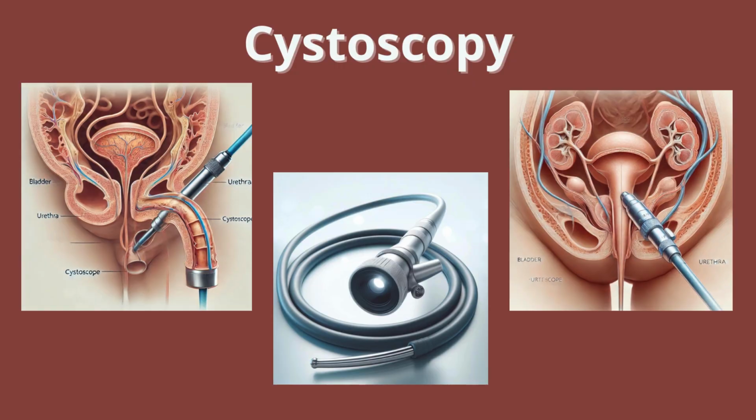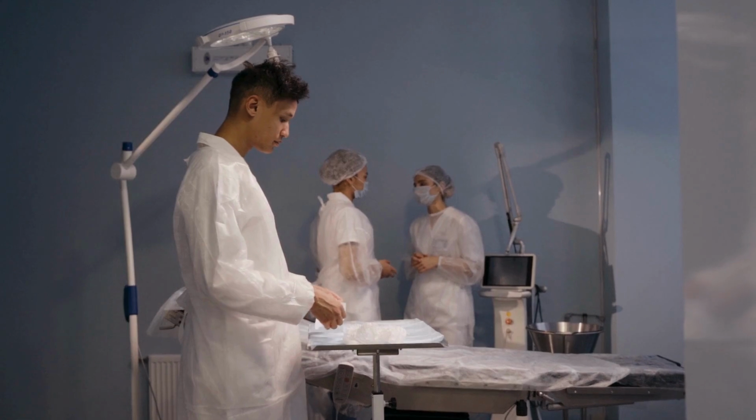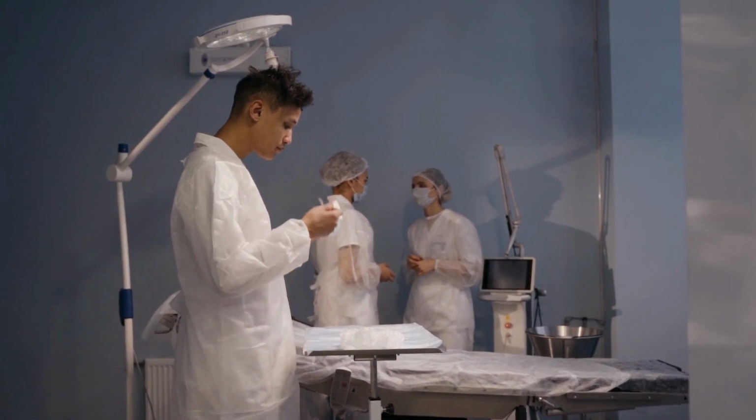What is cystoscopy? Cystoscopy is a procedure that allows doctors to examine the inside of the bladder and urethra using a thin, flexible tube called a cystoscope. It helps diagnose and treat urinary tract issues like infections, stones, or tumors. Preparation involves several key steps.